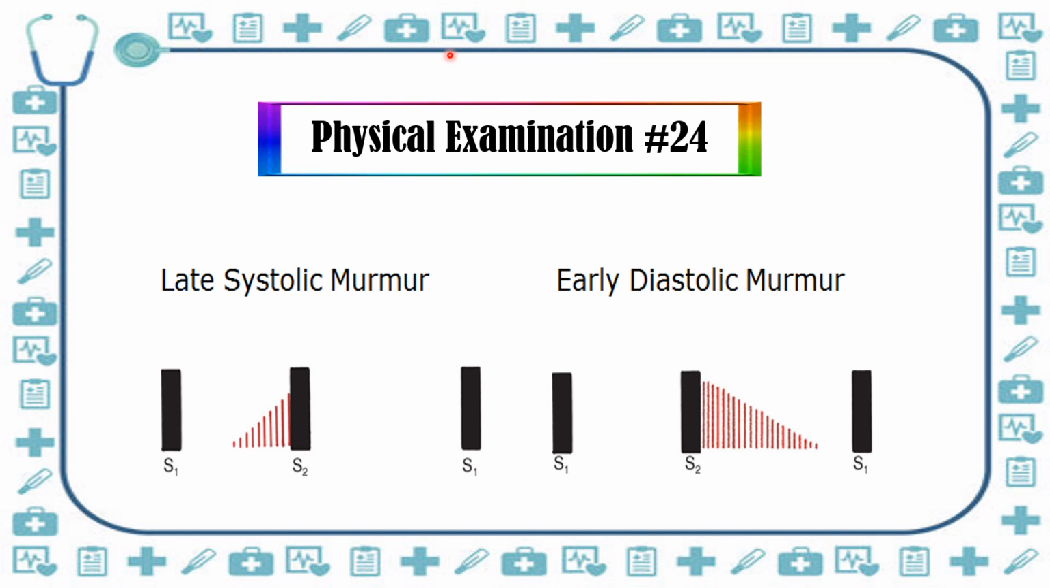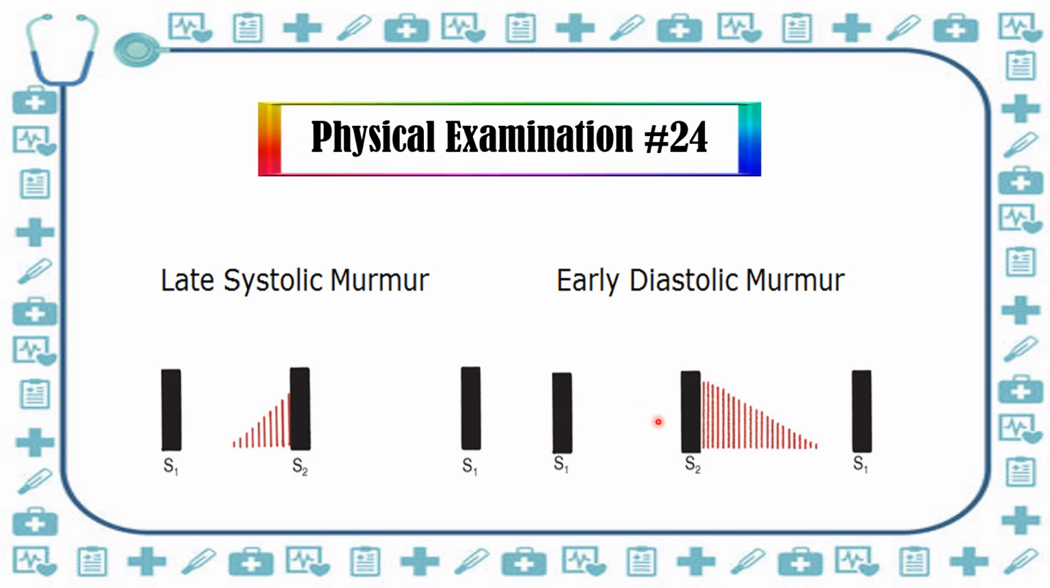Okay, so another finding here is the late systolic murmur. It usually starts in the mid or late systole and persists up to S2. So this is the murmur of the mitral valve prolapse and is often, not always, preceded by a systolic click.